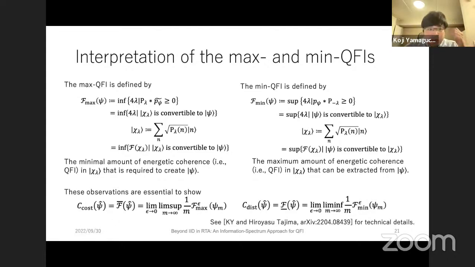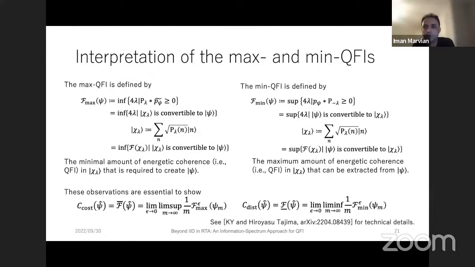Right. I think the left-hand side of our main result is an operational definition. So these quantities are operationally defined by using the conversion, right? And we want to make it into quantities that can be calculated at least in principle, rather than mentioning the existence of a covariant operation or something like that.